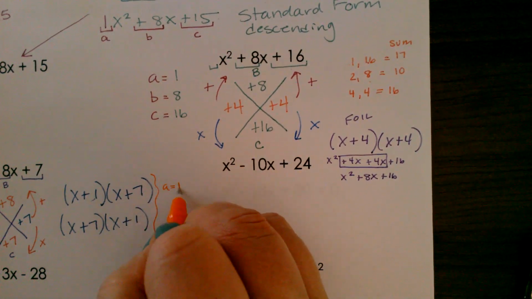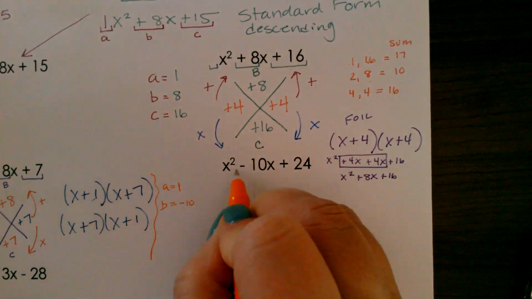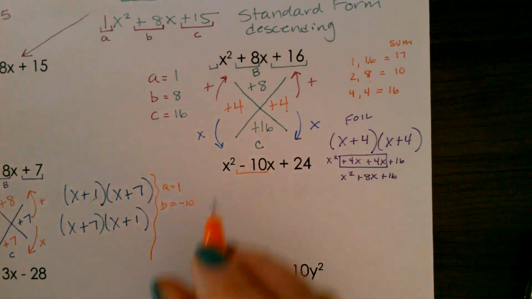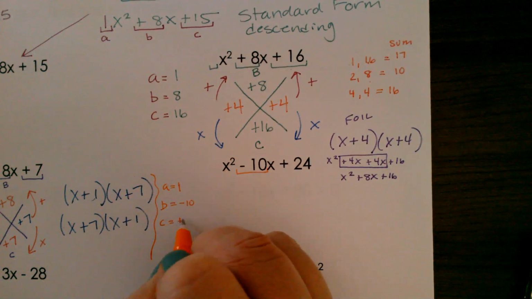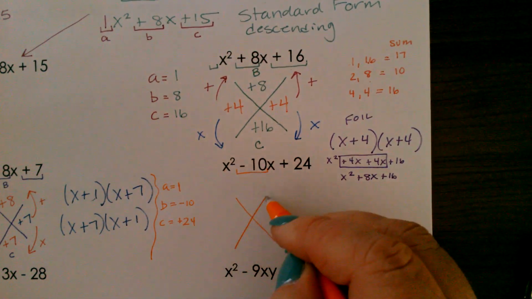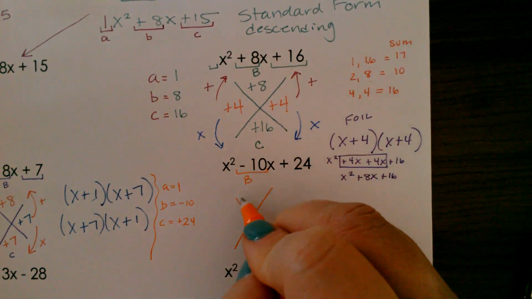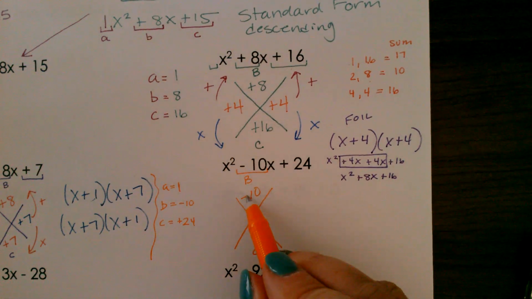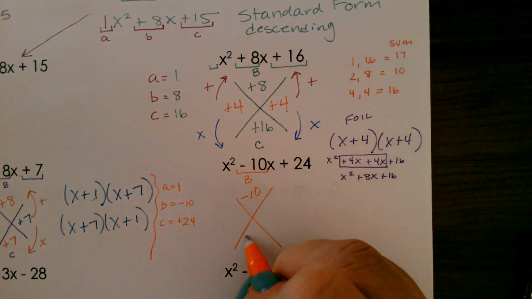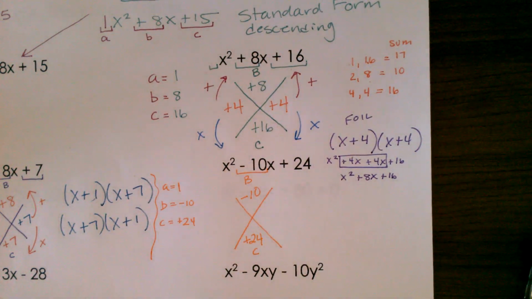A equals 1. B equals negative 10. Ooh, I'm changing it. C equals positive 24. So I will draw my X. I will put B here, C here. So I need numbers that add to negative 10 while multiplying to positive 24.